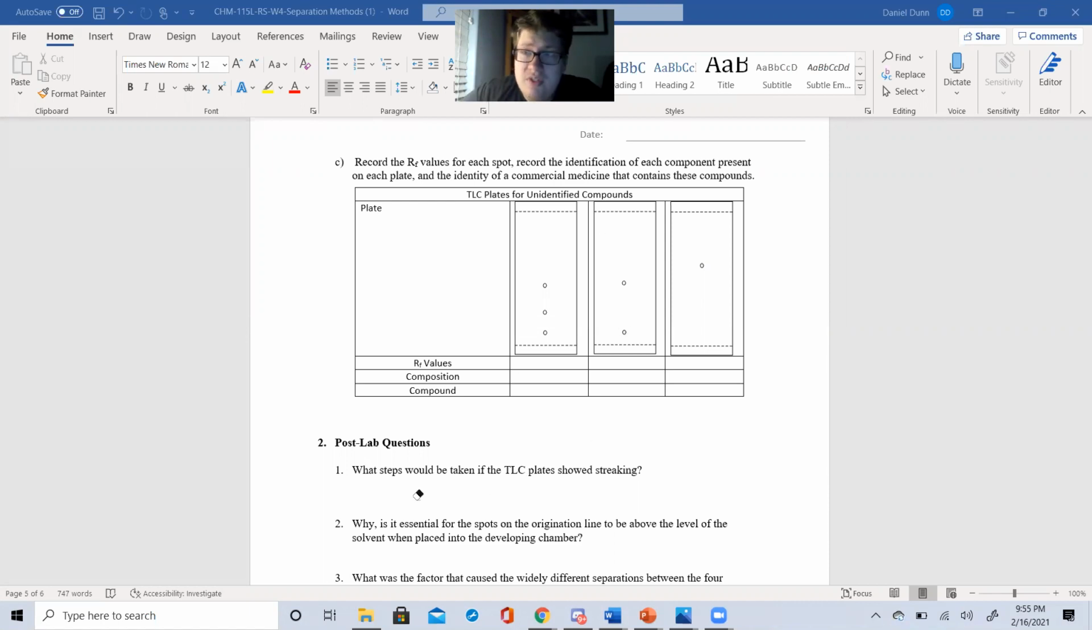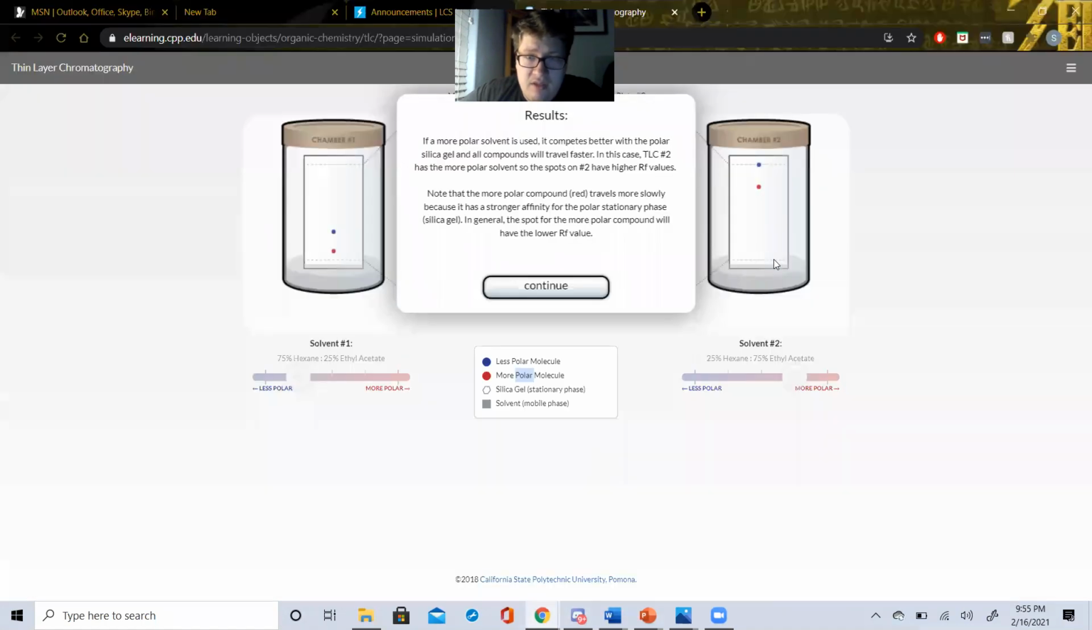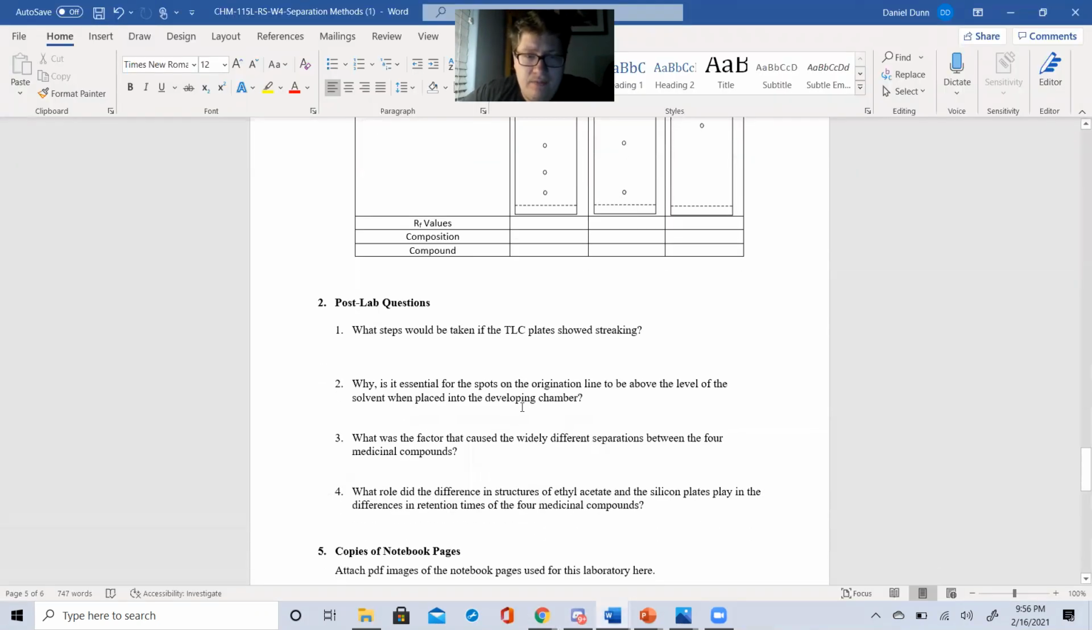Number 2 is asking, why is it essential to mark the spot on the dotted line and not below it? Well, the reason is because, remember, we placed this plate inside of a container full of solvent. If the polar molecules touch the polar solvent too quickly, and don't adhere to the silica gel first, they get pulled into the solvent and they won't run on the TLC plate. And there's no point in doing the TLC plate if there's nothing on the TLC plate. So it will dissolve or break down the stuff.